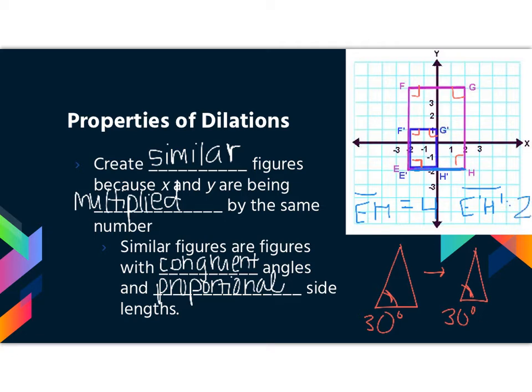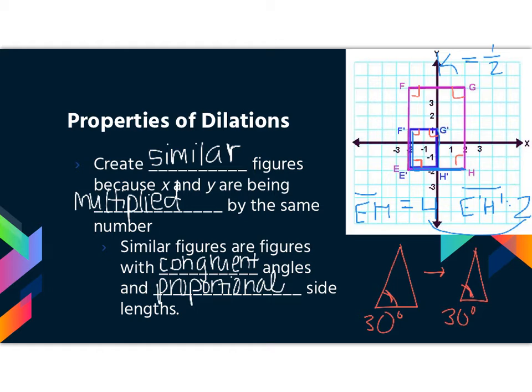So we went from a line segment that had a length of 4 to a line segment with a length of 2, which makes sense because we can see that our rectangle got smaller, so it was a reduction. So we went from 4 to 2. So that sounds like our scale factor is 1/2.